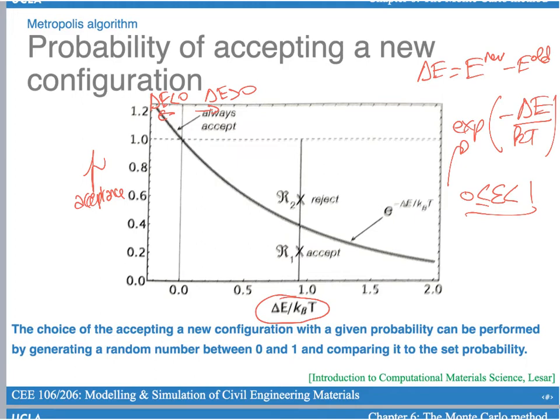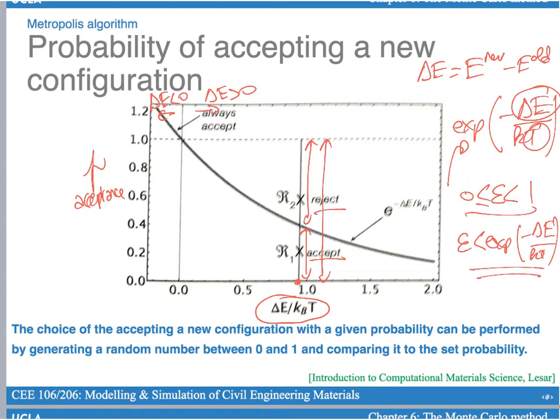So depending on the difference of energy, and depending on the temperature, you will have, for example, for a given difference of energy, you will be at this given position. You generate now a random number that can go anywhere between 0 and 1. If the random number is in this domain, that is to say, if the random number is lower than your probability of acceptance, then you will accept the move. But if the random number that you just generated is higher than this probability, then you will reject the move.